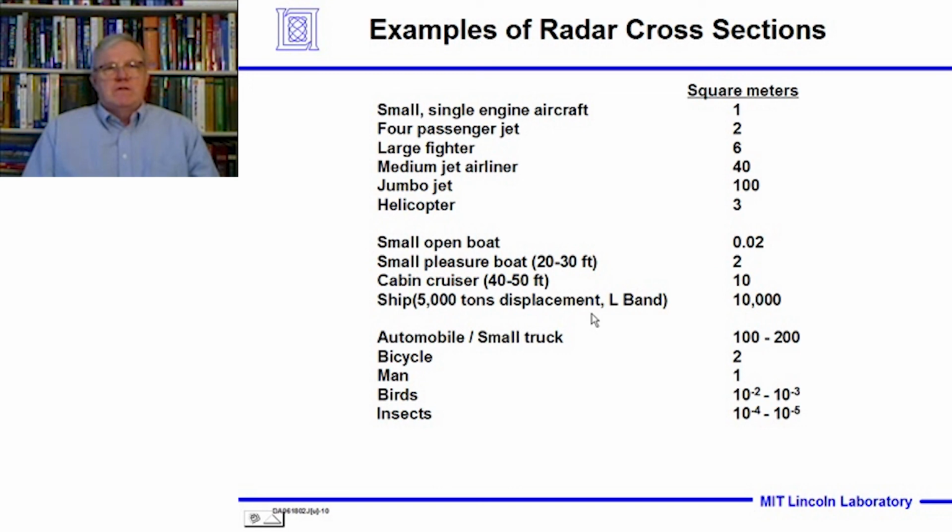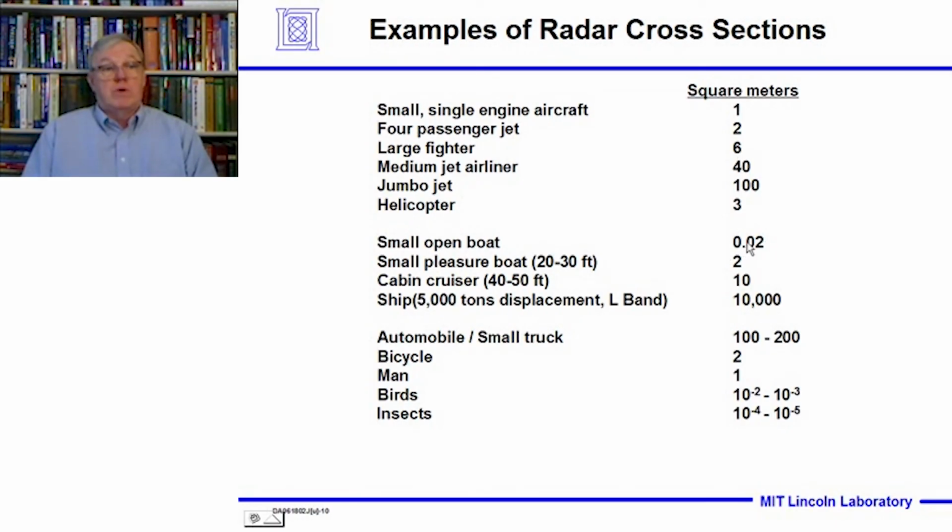Okay. Now, for some typical objects that you might think, you say, okay, how big is a helicopter? How big is a boat? How big is a man, a bicycle, a bird, an insect? And these are well known and documented in many different radar introductory texts. A simple single-engine aircraft that an air traffic control radar would like to see is about 1 meter squared radar cross-section. A 4-passenger jet, 2 meters squared. It's got some streamlined parts to it. A jumbo jet, like a 747, 777 or something, 100 meters squared. Jet fighter, 6 meters squared.